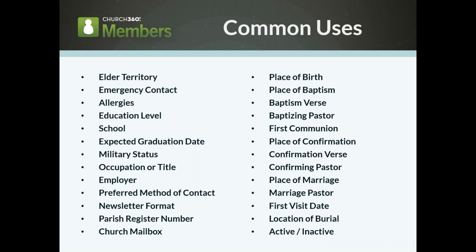Place of birth, place of baptism, baptism verse, baptizing pastor, same kind of things with first communion, place of confirmation and the like, same with marriage, including who the pastor is. First visit date, you can find that individually by looking up records, but it's sometimes easier to just say this is the first date, and it'll always be the first date they attended. Location of burial, and then last one, active and inactive.